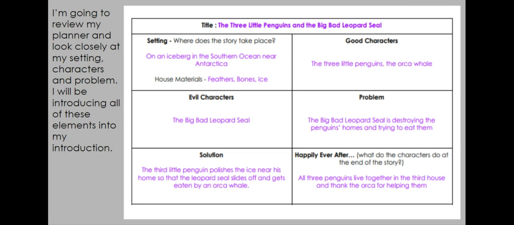So before I start drafting, I want to go back and look at my plan. I'm going to look closely at my setting, my characters, and my problem because I'm going to be introducing all of those elements into my introduction.